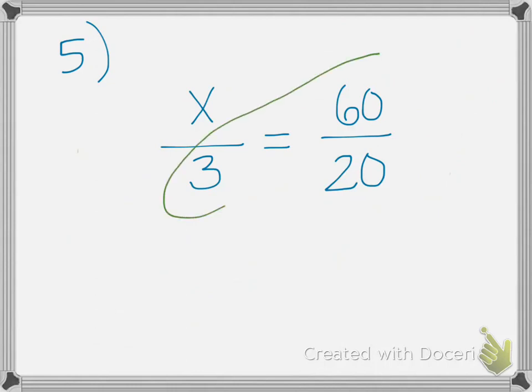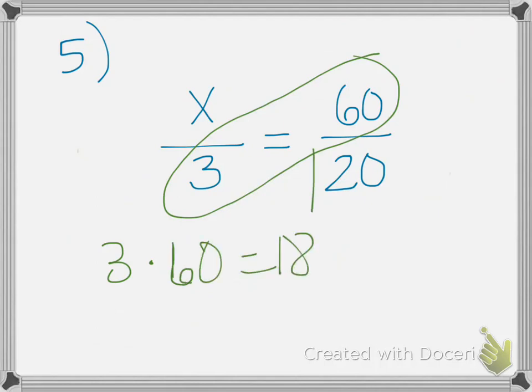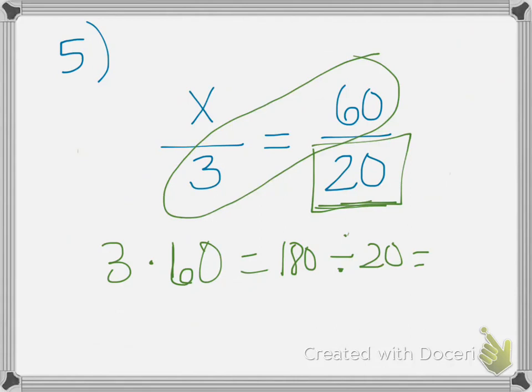So you're going to multiply those numbers. 3 times 60 equals 180, divided by the last number there. Holy cow, I did something really funny here. Not 18. 3 times 60 is 180. There we go. And then you want to divide that by the last number, which is here. 180 divided by 20 equals 9. So x equals 9. A bunch of different ways to do it.